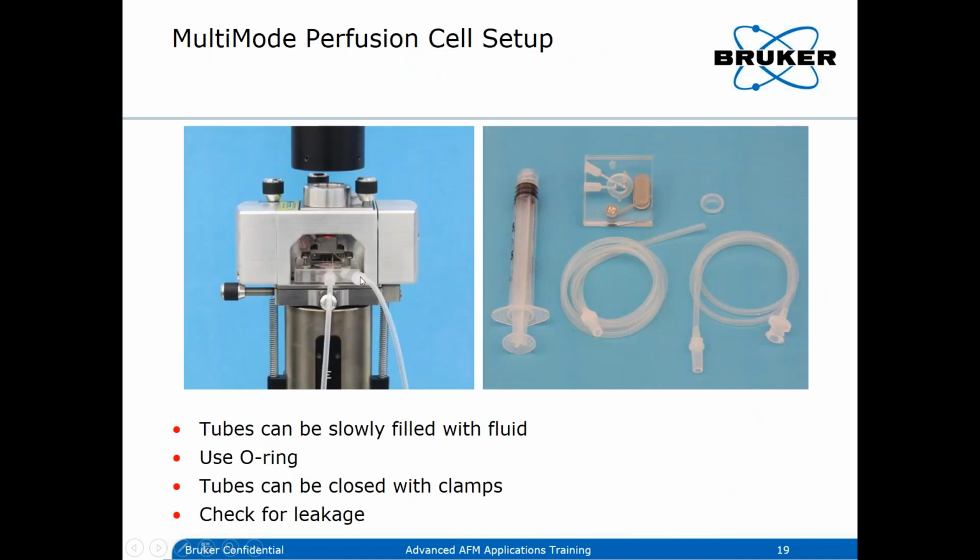Instead of just using a syringe to fit it in, you can use the tubings here. In this case, you would fill the right tube with your liquid and wait till, from the middle position or the left tube, the liquid would flow out, and then you can use clamps to close the connection. Then the cell is completely filled. Again, please use the O-ring and check for leakage.